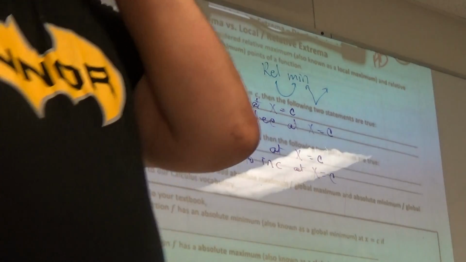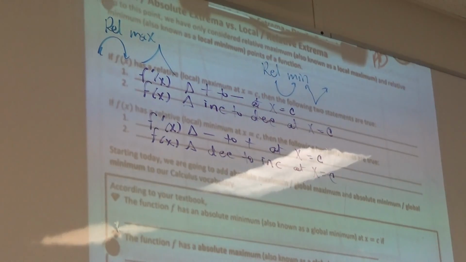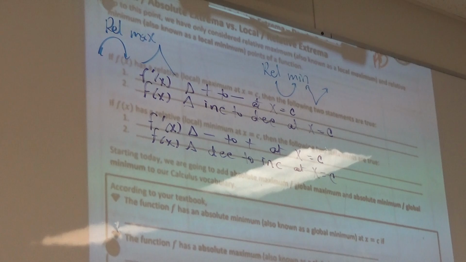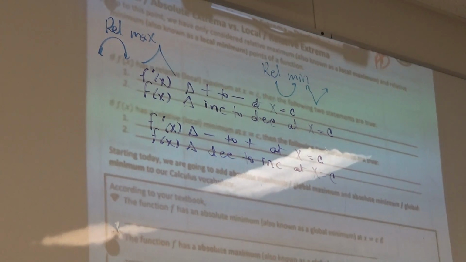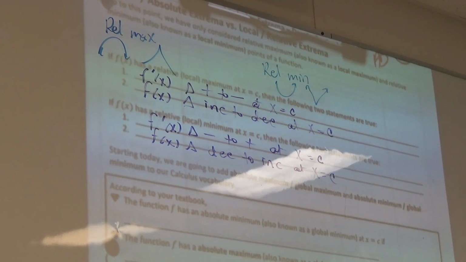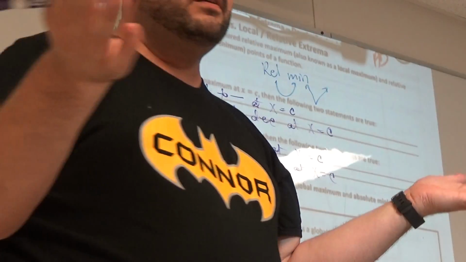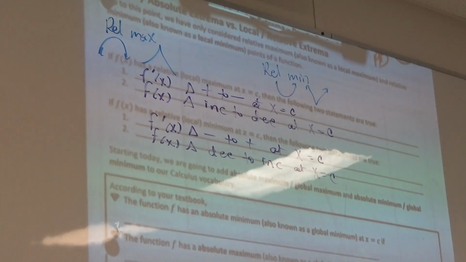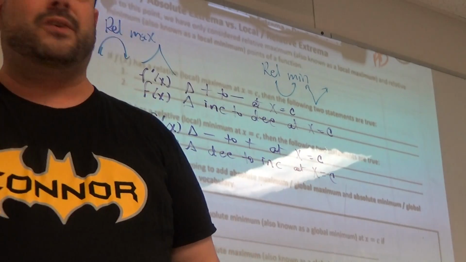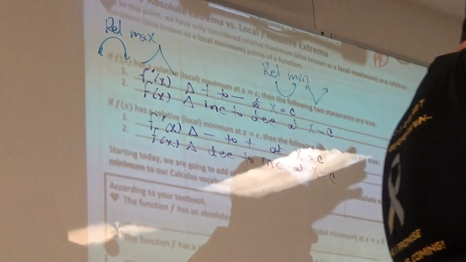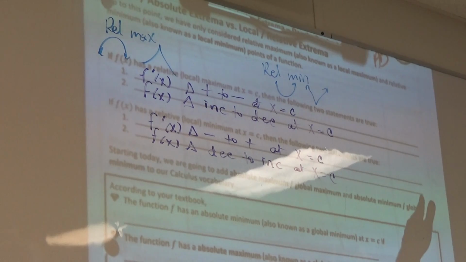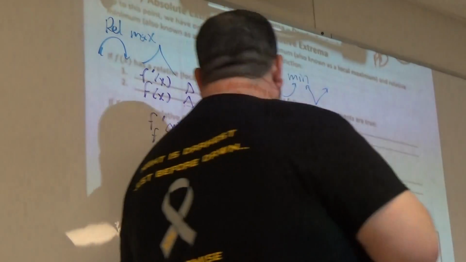The word is absolute max. The word absolute, if it is the absolute maximum point on the graph, the implication is it's the highest point. That's all. If I talk about absolute max, I'm not talking about a change in behavior from increasing to decreasing. I'm talking about the highest point on the graph. Okay? So that's what we're going to talk about with absolute max.